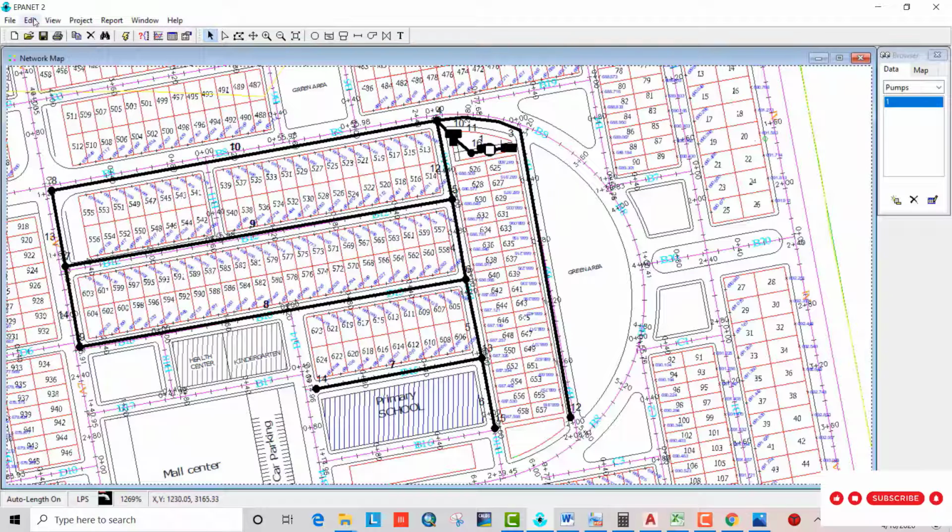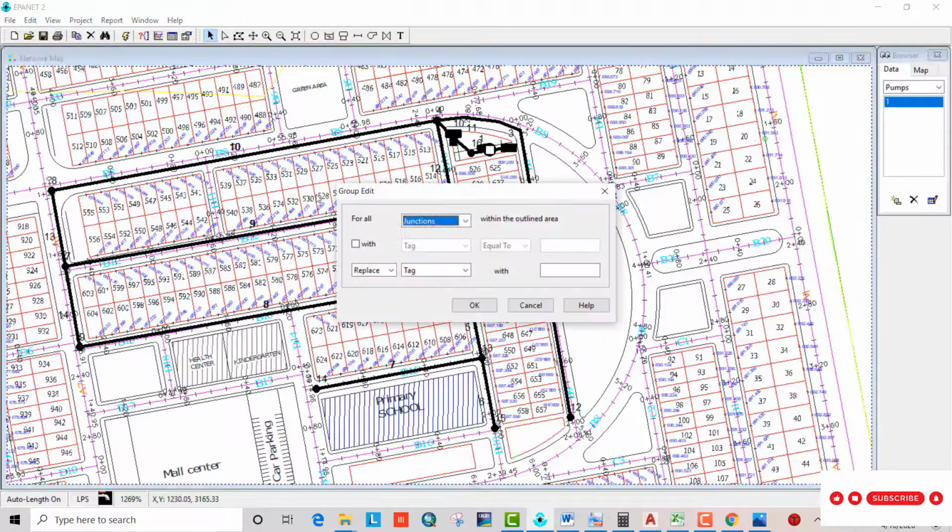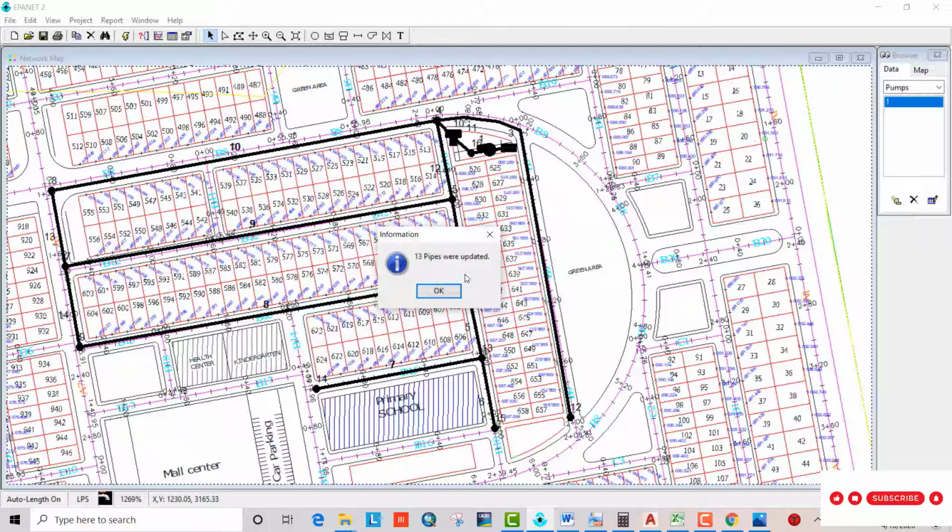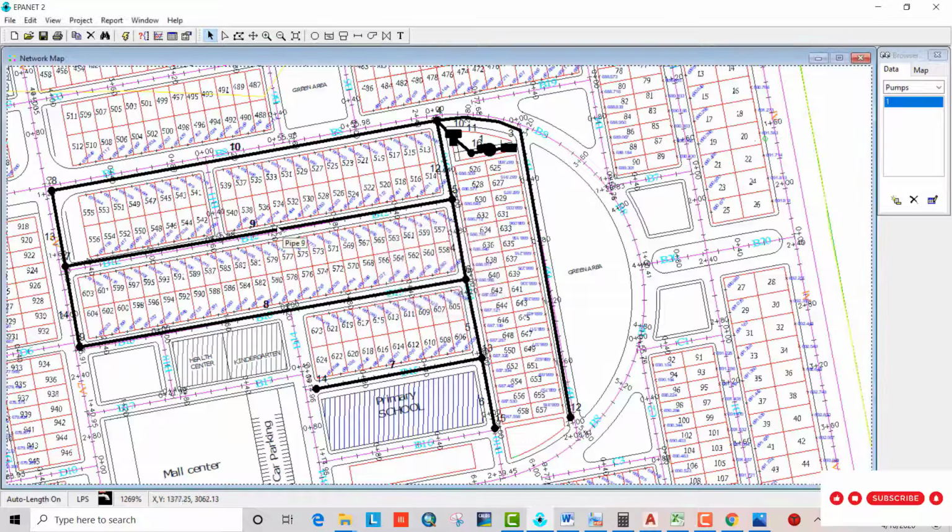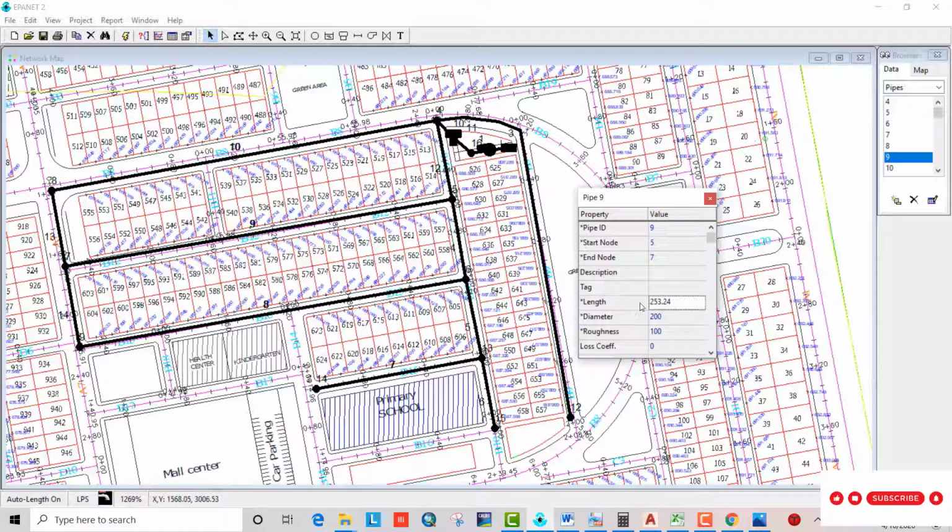Select all. Group edit. Pipes. Diameter of pipe. I choose 200 at first trial. Okay. Check. You see 200. Okay.